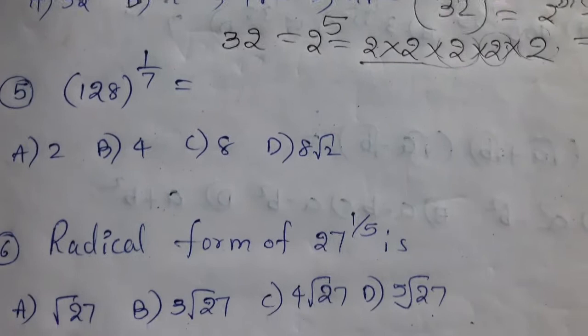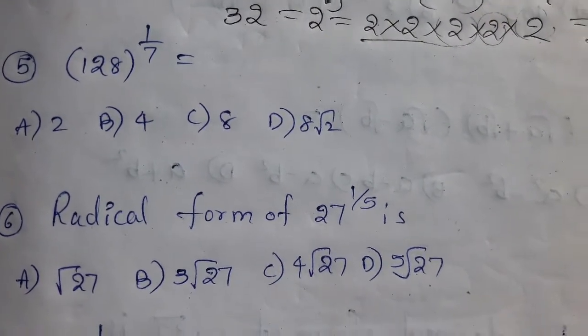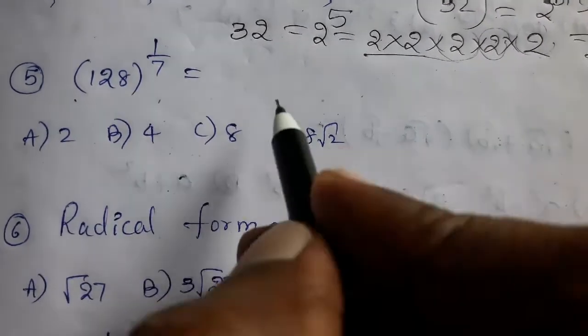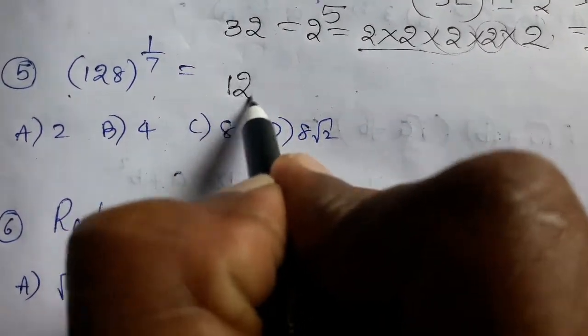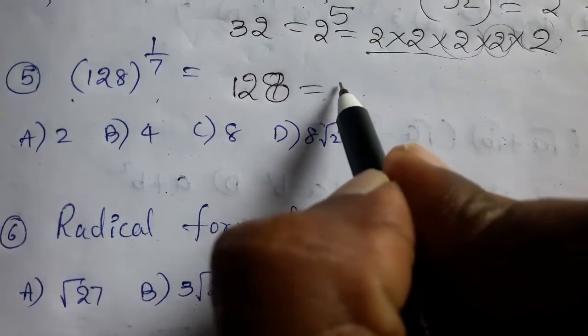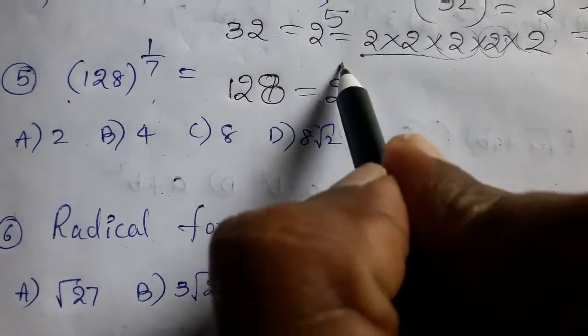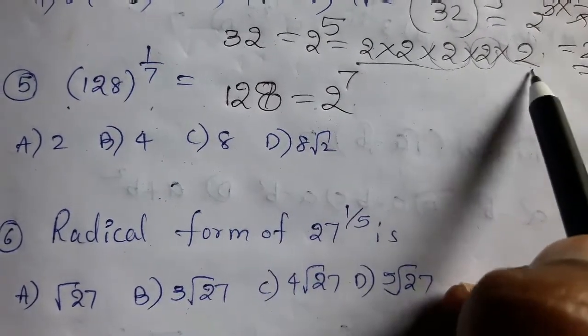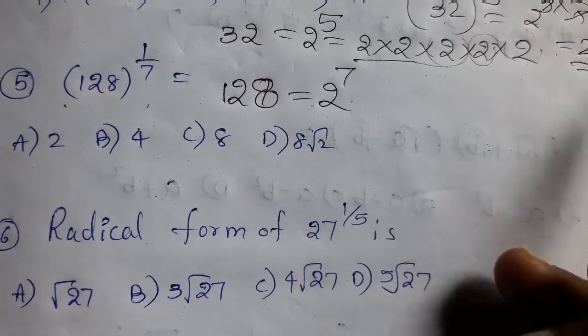Now move to next question. See, 128 whole power 1 by 7 is given. So 128 is equal to 2 power 7. Remember, 2 power 7. 32, 32 to the 64, 64 to the 128.